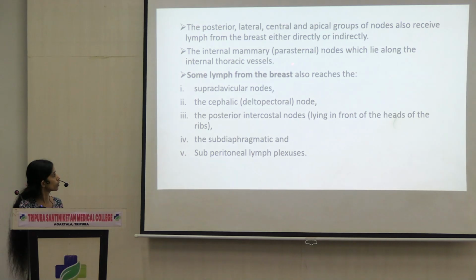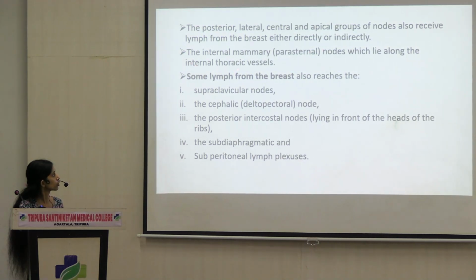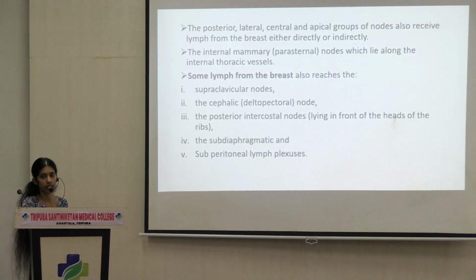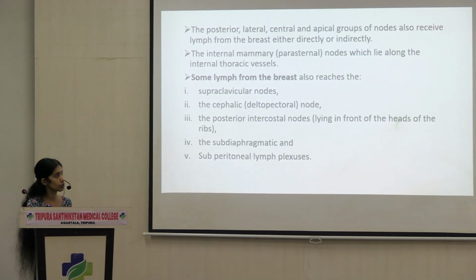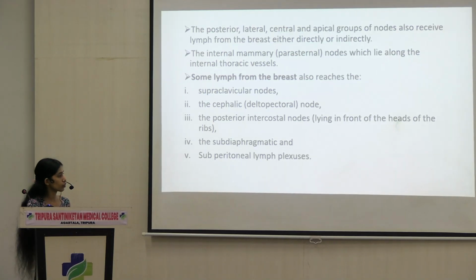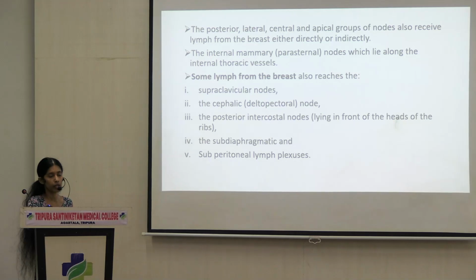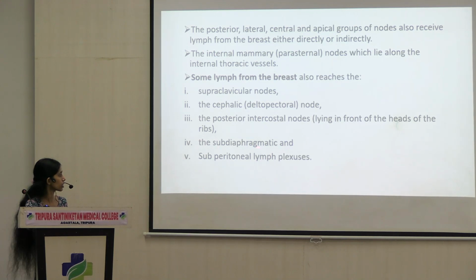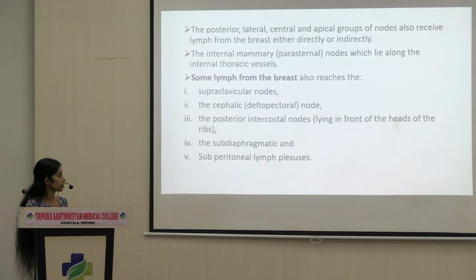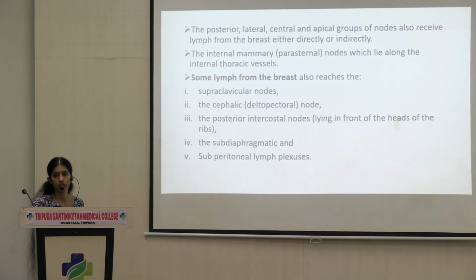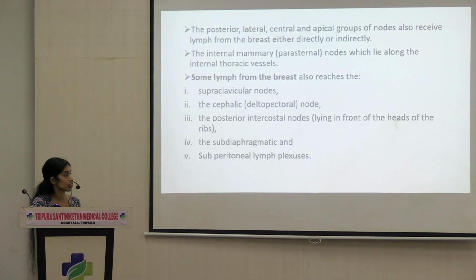The internal mammary nodes lie along the internal thoracic vessels, here in this region. Here we have seen the internal thoracic artery, so the lymph nodes will also stay along with your internal thoracic vessels. Some other lymph nodes which I said contribute around 5% are the supraclavicular nodes, the cephalic node, the posterior intercostal nodes, the subdiaphragmatic nodes and the subperitoneal lymph plexus. So these are the lymph nodes you should remember and mention in your answer sheets.